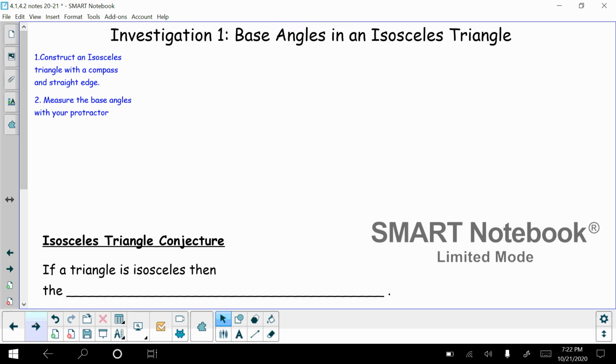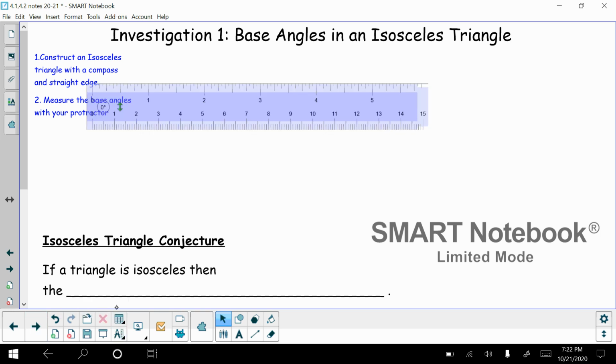So first investigation, it says investigate the base angles of an isosceles triangle. So what we're going to do is construct an isosceles triangle with a compass and a straight edge, and then we're going to check out what those angles look like. So first things first, let's get our compass and our straight edge.